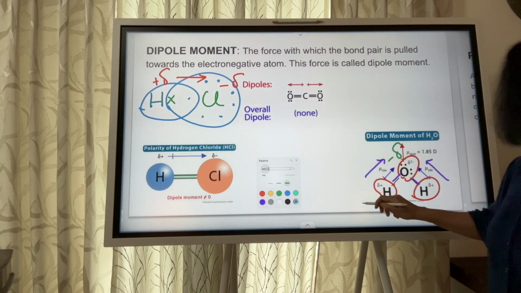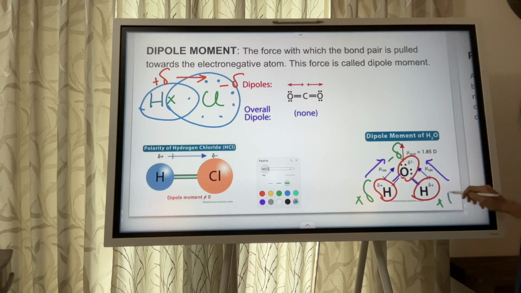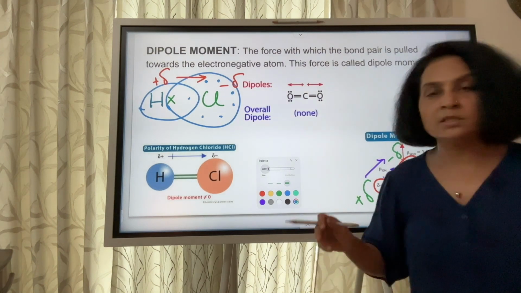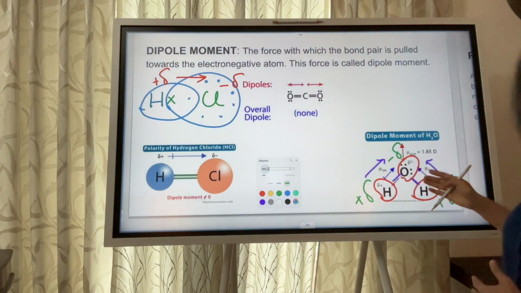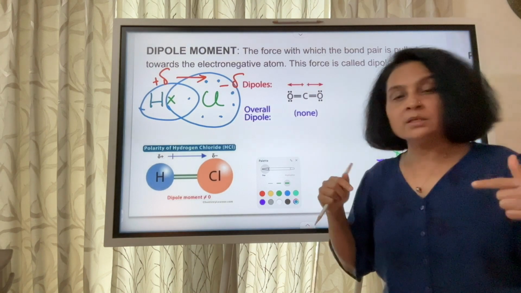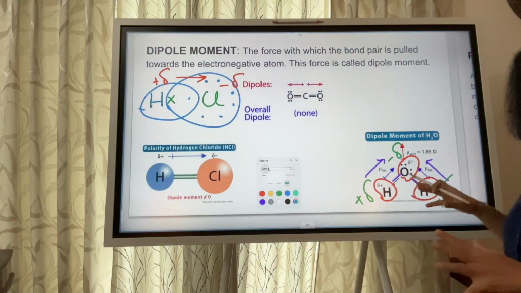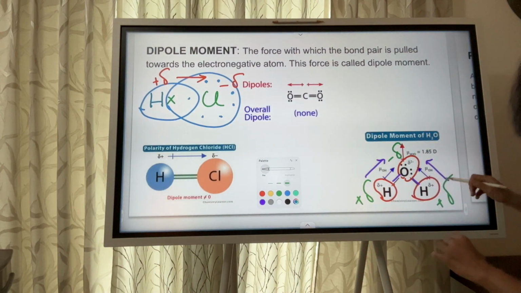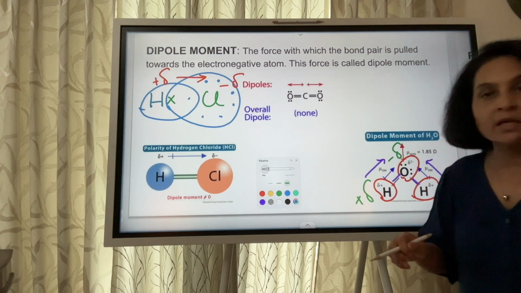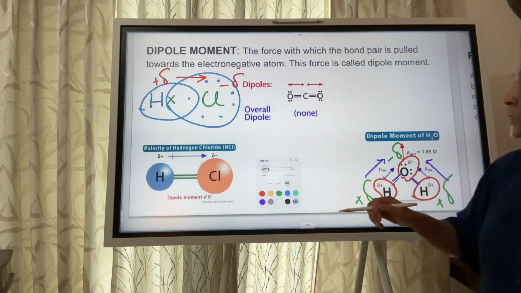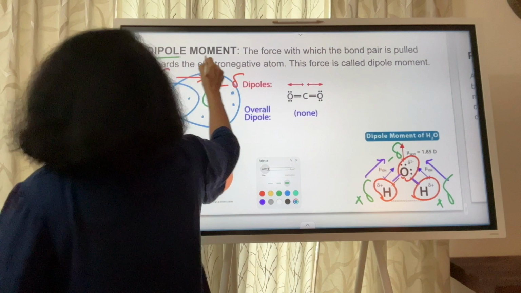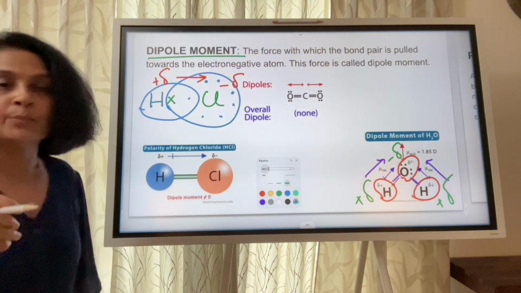However, a partial positive polarity develops on these hydrogen atoms, and therefore we can say that there is a net force which is pulling the bonded pair in a particular direction. So what is this net force? This net force is what is called the dipole moment.